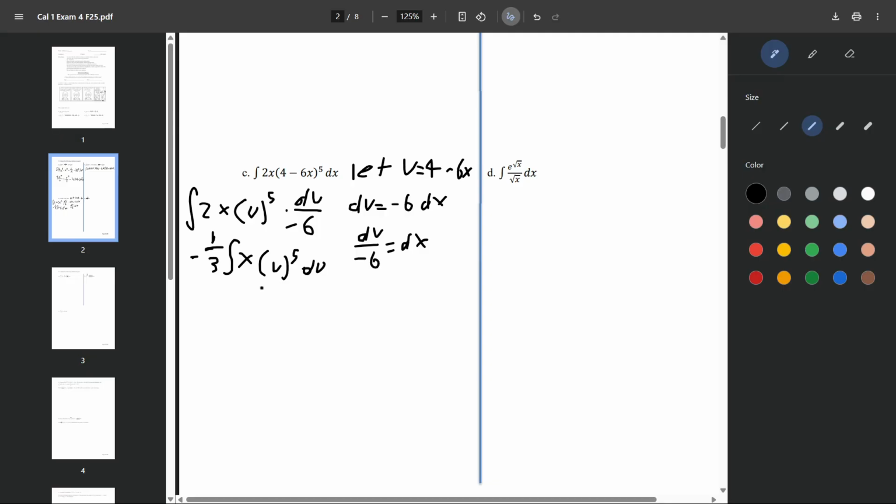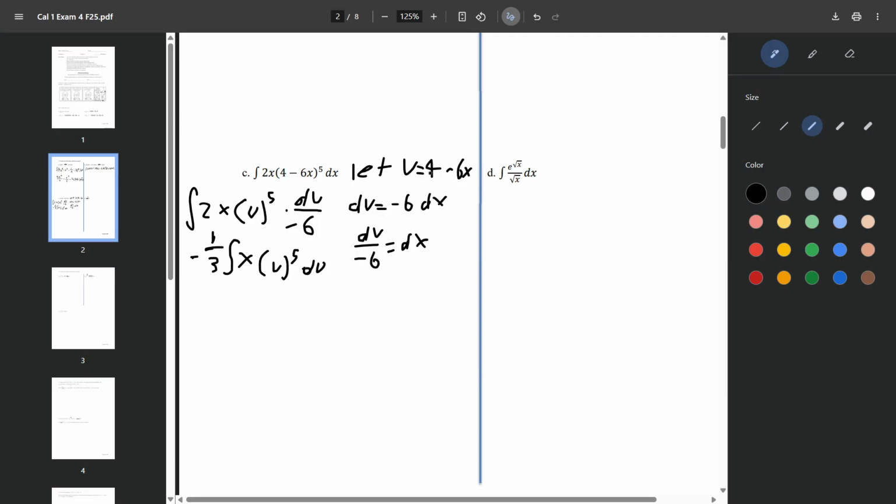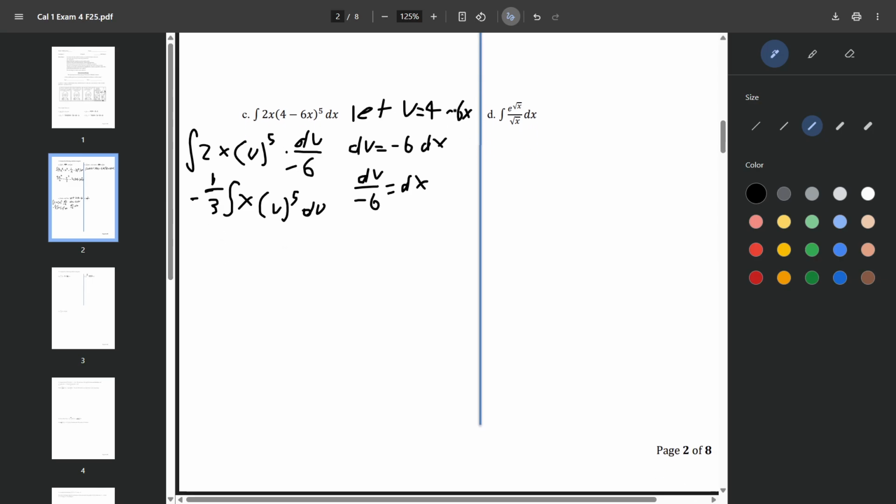Now, we have simplified our function a little bit, but we still haven't solved the problem that we have two different variable types. So, in order to solve that, we will go back to our u equals 4 minus 6x, and we will actually solve for 6x, so we can replace u with what x equals.